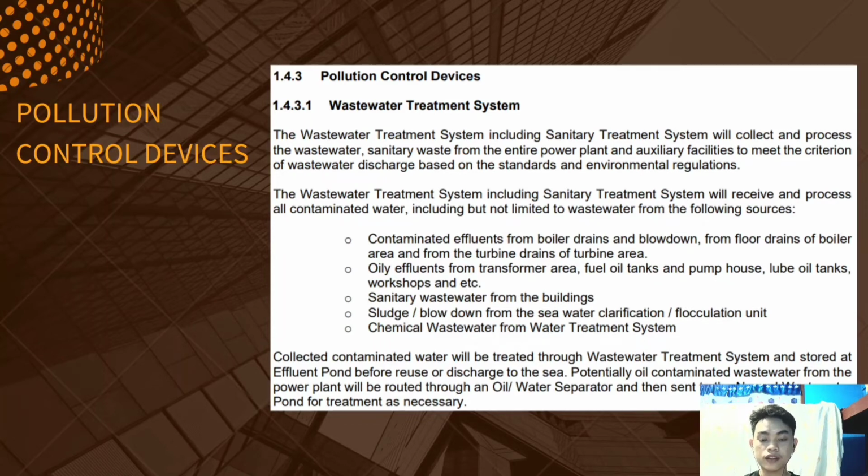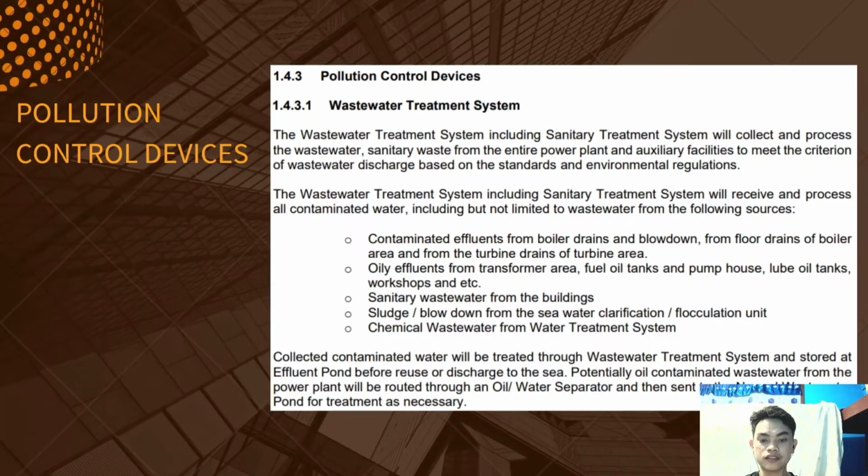Contaminated effluents from boiler drains and blowdown, from floor drains of the boiler area, and from the turbine drains of the turbine area. And next is oily effluents from the transformer area, fuel oil tanks and pump house, lube oil tanks, workshops, etc. Sanitary wastewater from the buildings, sludge blowdown from the sea water clarification, and chemical wastewater from the water treatment system.